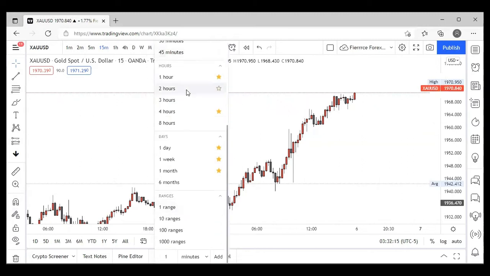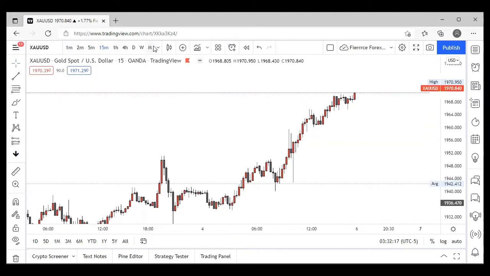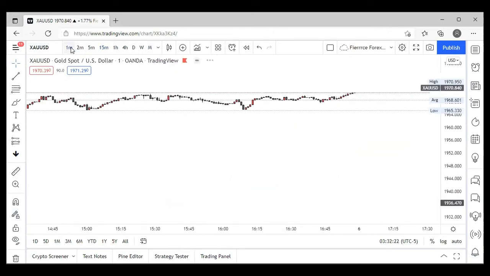Yeah, so this is the time frame. Now, remember I showed you on MT4 that each, like gold here, if I click on the 1 minute, I can see the 1 minute.